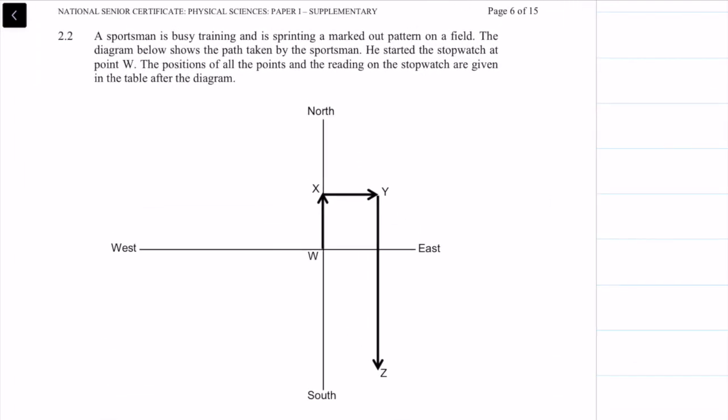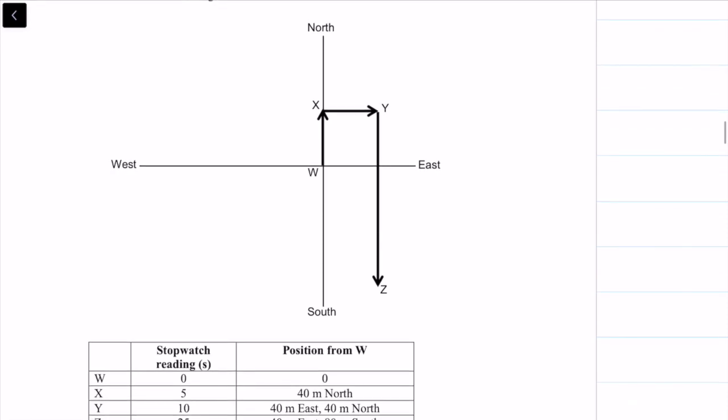A sportsman is busy training and is sprinting a marked out pattern on a field. The diagram below shows the path taken by the sportsman. He starts the stopwatch at point W. The positions of all the points and the readings on the stopwatch are given in the table.